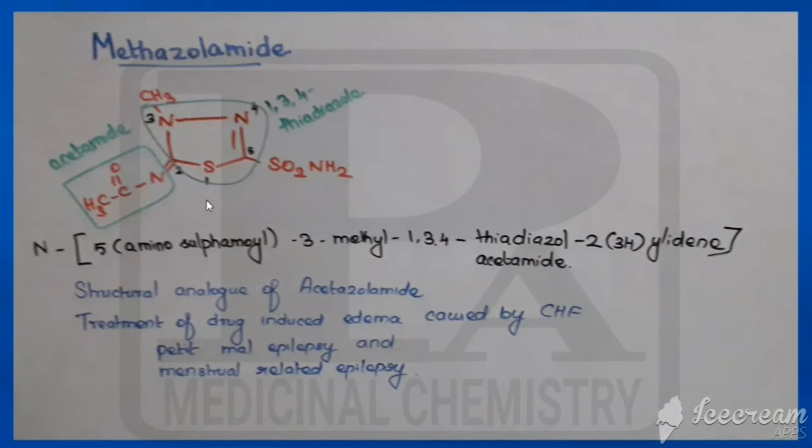It is the structural analog of acetazolamide. And here one of the nitrogens is having a methyl. So what is the use of that methyl? It decreases the polarity of the compound and permits greater penetration into the ocular fluid, where it acts as a carbonic anhydrase inhibitor and reduces intraocular pressure. It is used in the treatment of drug-induced edema, congestive heart failure, petit mal epilepsy, and menstrual-related epilepsy.